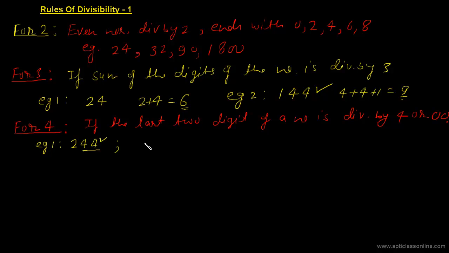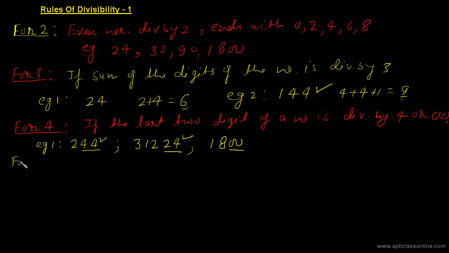Let's take another example like 31224, a bigger number. If you have to check whether this number is divisible by 4 or not, then we'll have to check only the last two digits. The last two digits are 24, which is divisible by 4. It means this number is divisible by 4. Like 1800, whether this number is divisible by 4 or not. Yes, because the last two digits are 00, which is stated here.